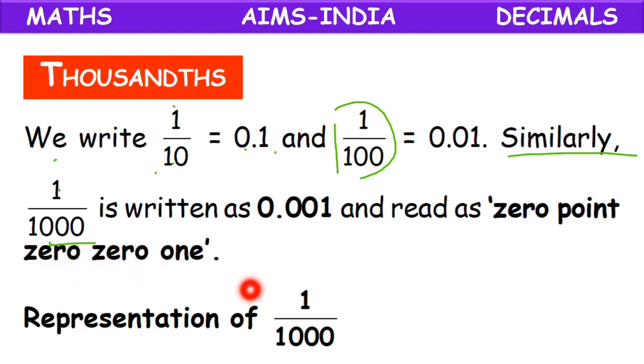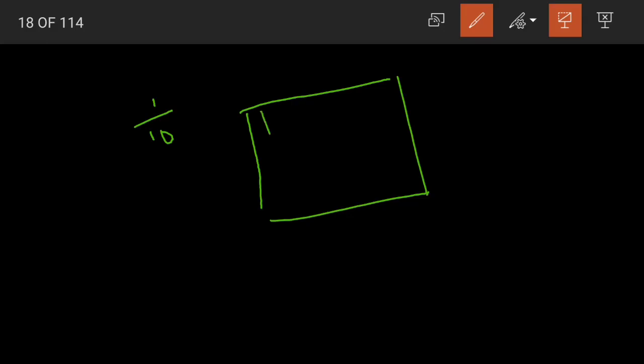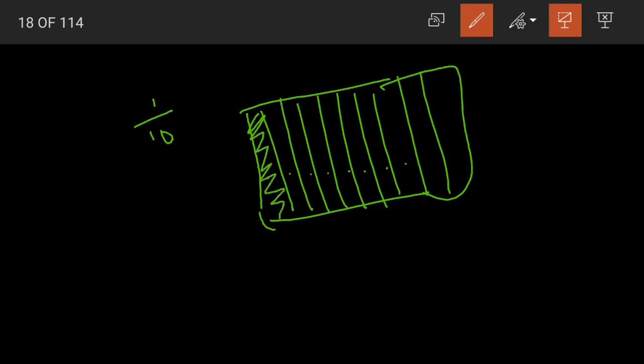Now coming to the representation of 1 by 1000. That is, how will we represent 1 by 1000 in the form of a picture? If you remember, for 1 by 10, children, what did we do? We took a square and then divided it into 10 equal parts. 1, 2, 3, 4, 5, 6, 7, 8, 10. Yes, 10 equal parts, and we shaded only one part out of it. So this here represents our fraction 1 by 10.